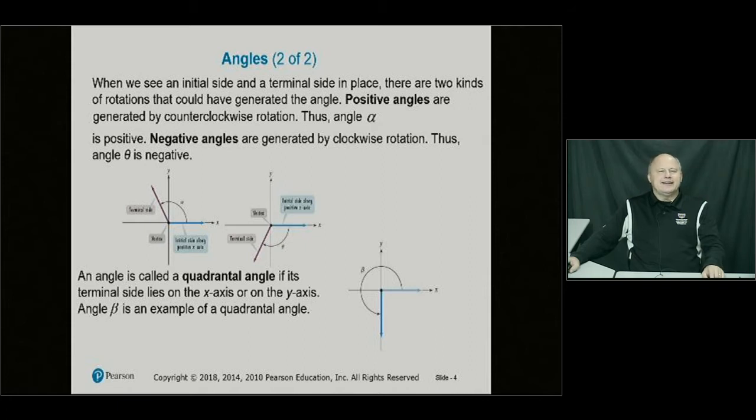Now it's kind of interesting that you call this a quadrantal angle, because a quadrant is basically the four spaces between the axes. But when you have a terminal side that lies in between those quadrants, like in this case the negative y-axis, it's called a quadrantal angle. You would think a quadrantal angle would be an angle that lies in a quadrant, but that's not the way it works. When the terminal side lies on an axis, it's called a quadrantal angle.